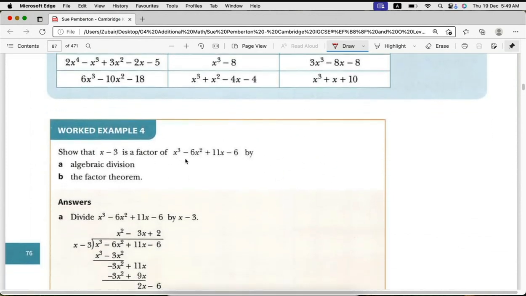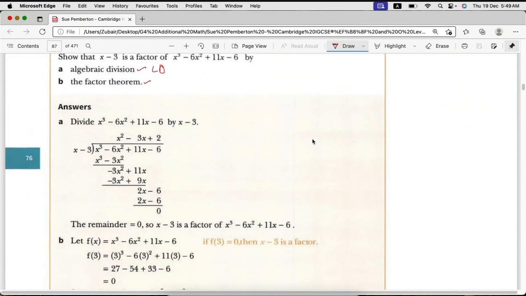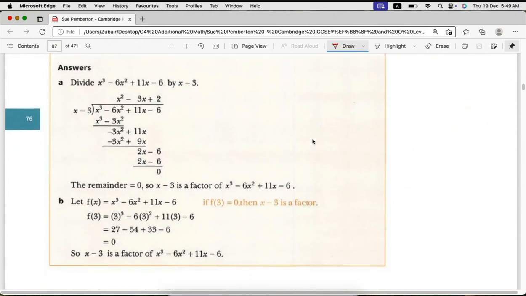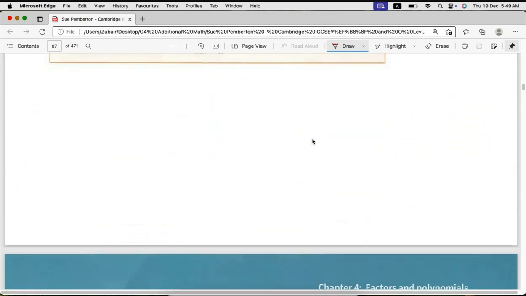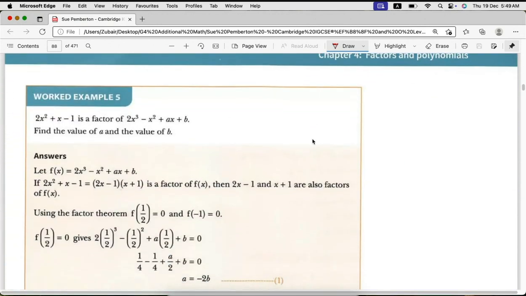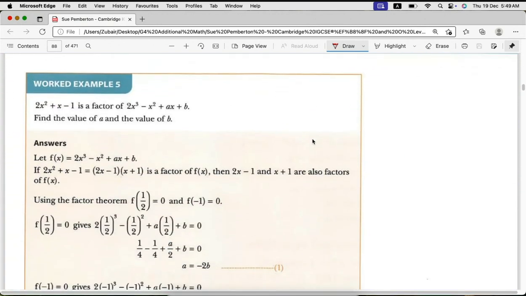Show that x minus 3 is a factor of this by algebraic division or factor theorem. So algebraic division is long division and factor theorem we just substitute the number, if the question restricts. This is a good one.